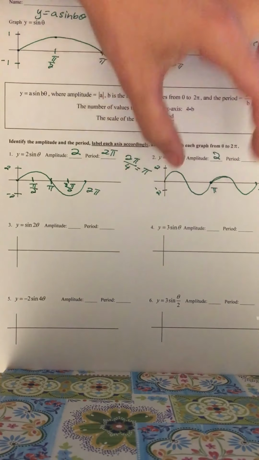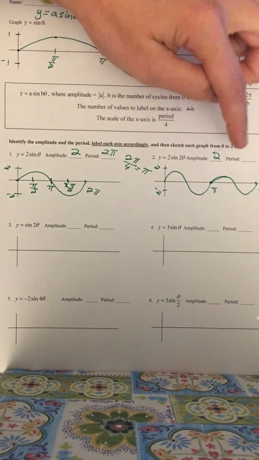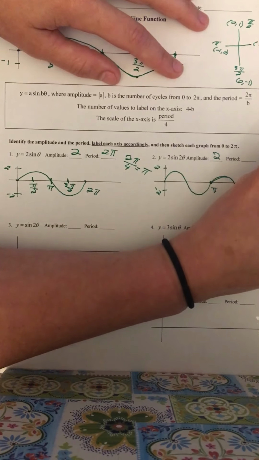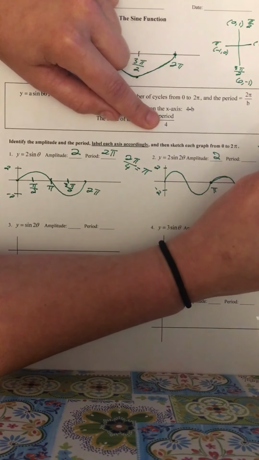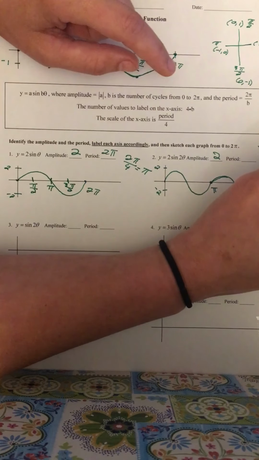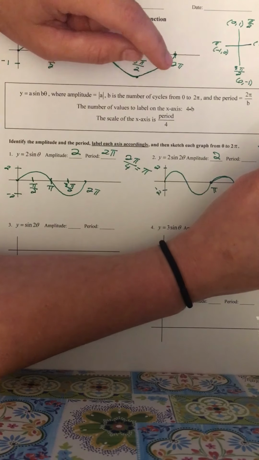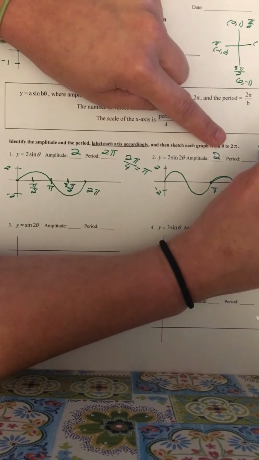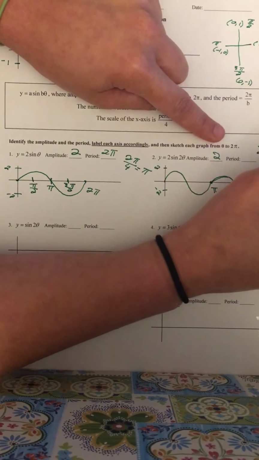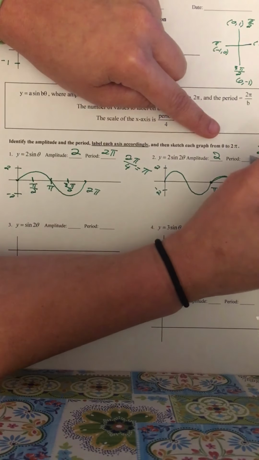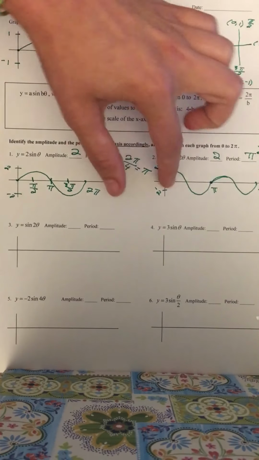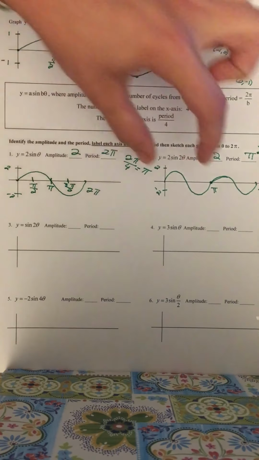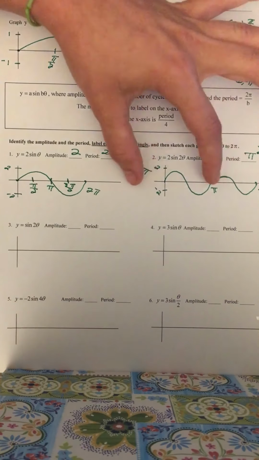Now from pi, remember our period is 2 pi divided by b, and here b is 2. So our period is pi. What that means is that every pi we're going to have one cycle. Here we had one cycle every 2 pi. But here we're going to have one cycle every pi.